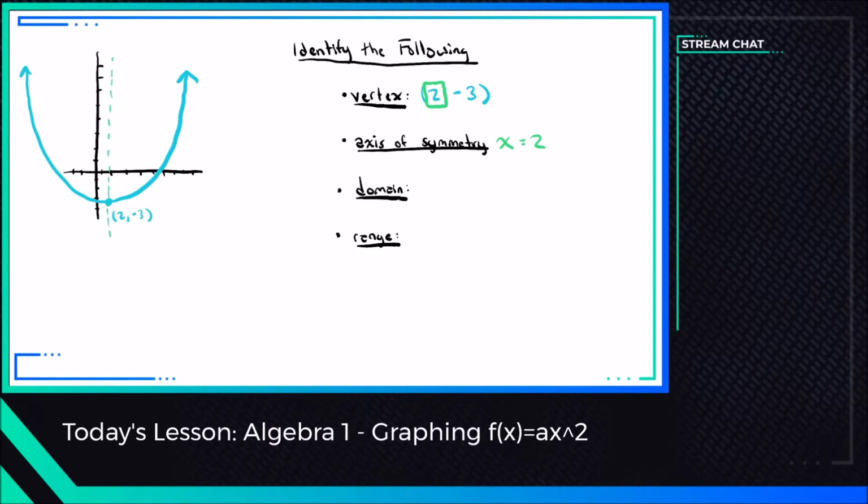Just stated that the domain is all real numbers, and the range is going to be the y value in the vertex. Notice that y is getting bigger, so we're going to say y is greater than or equal to -3. If our parabola was opening down, we would say y is less than or equal to -3.